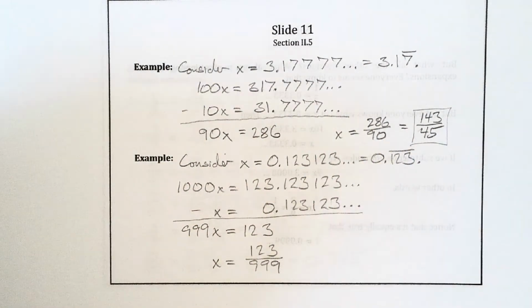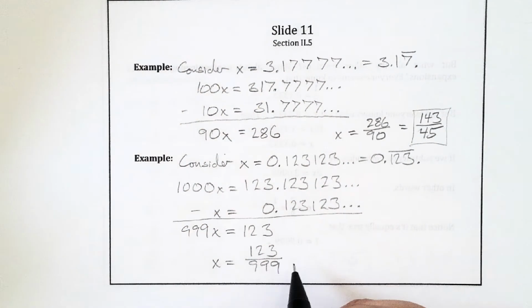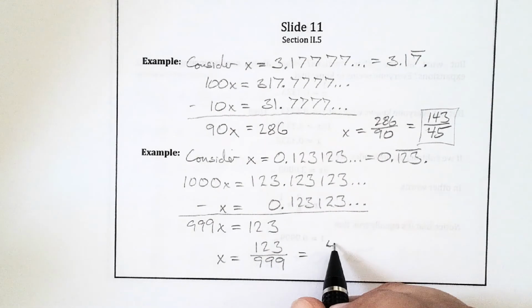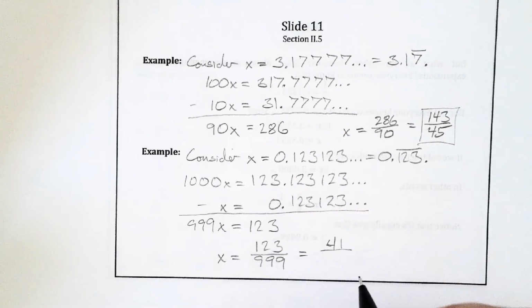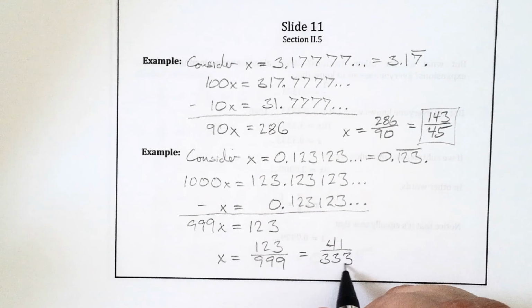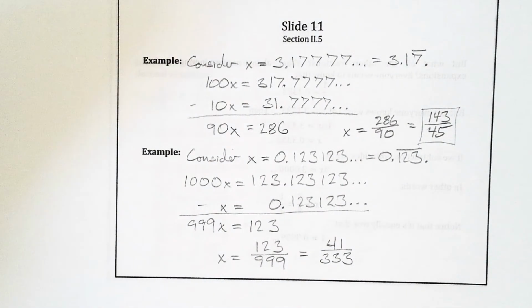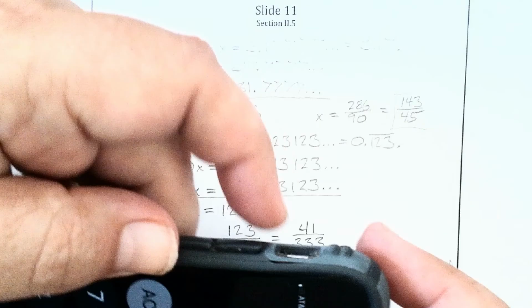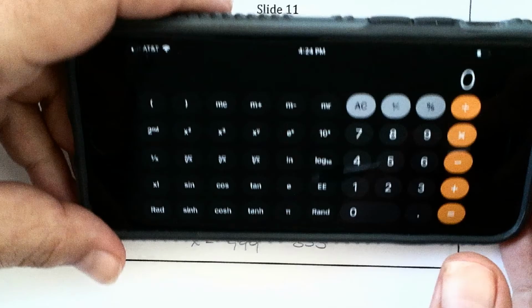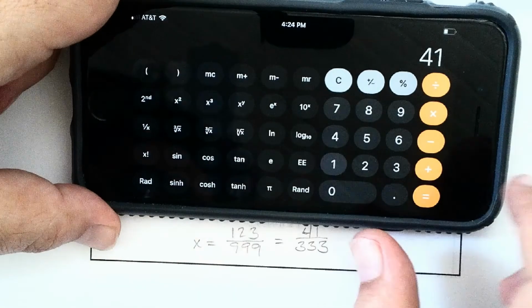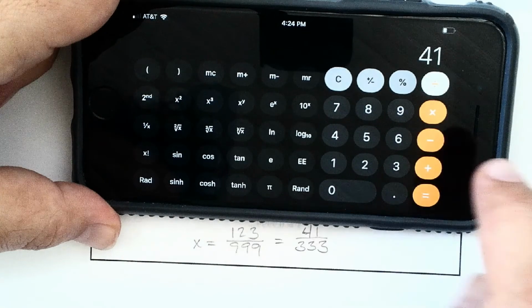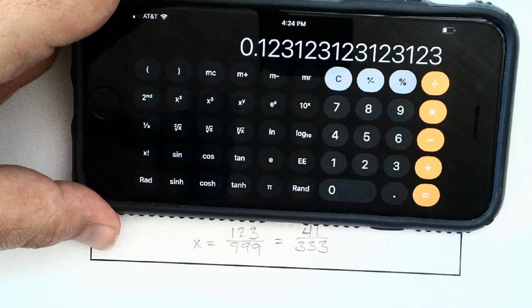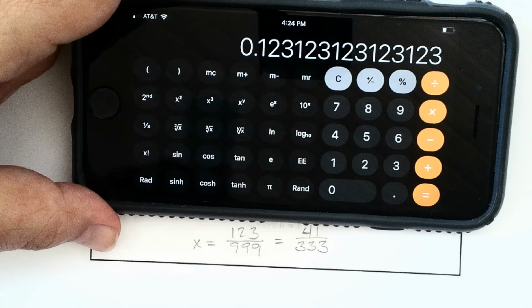Those are both divisible by 3, so we get 41 over 333. Again, you can check that. I'll do it with lots of decimal places. 41 divided by 333 is that. So it just keeps going and going.